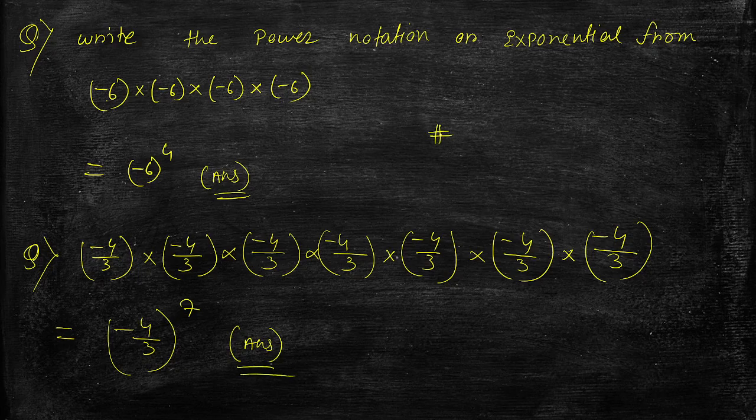Just remember one thing. The base needs to be the same. Now what does it mean? See, minus 6, minus 6, minus 6, minus 6. All are the same, na? That's why we can write the exponential form. If this is minus 6, this is minus 4, this is minus 6, again this is minus 4, we cannot write it as an exponential form in that way. The base has to be equal. Again, here also the base is the same. That's why we can write it down like this.